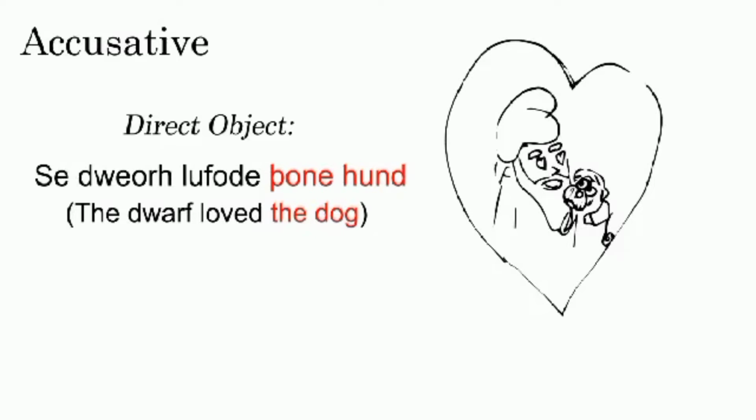Accusative, the direct object, that which is acted upon. The accusative case mainly marks the direct object, as in the sentence "Se dwerg lufode þone hund." The dwarf loved the dog.